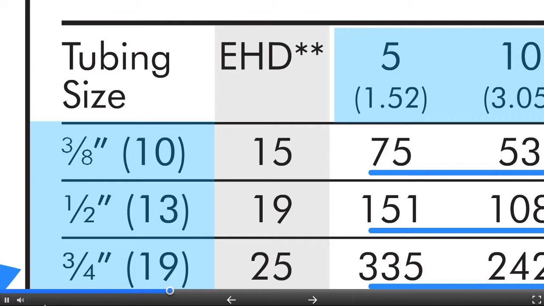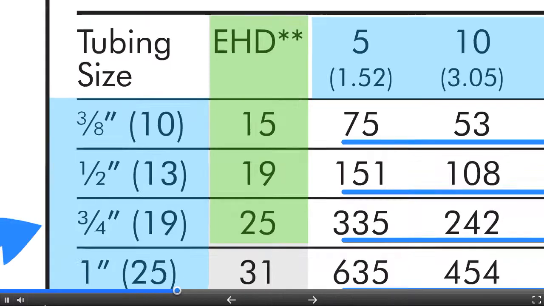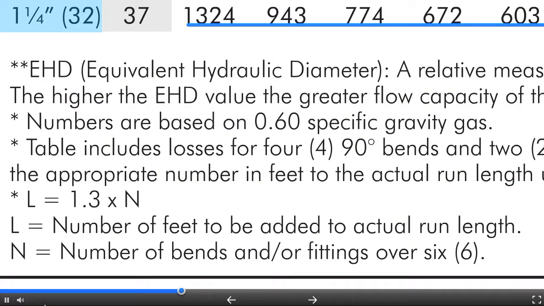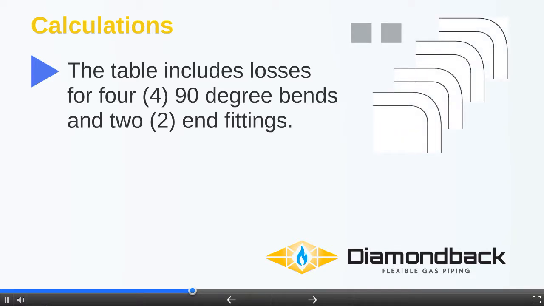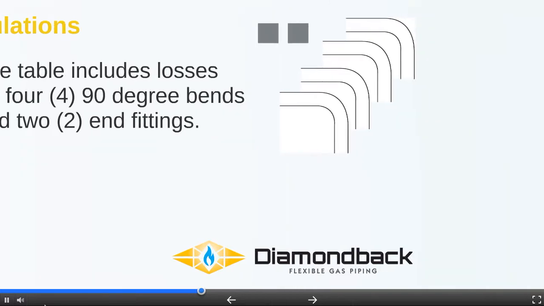The EHD column has numbers that increase as you go to bigger pipe. This is a relative measure of flow capacity. Please note that the numbers are based on 0.60 specific gravity gas. The table includes losses for 4 90-degree bends and 2 end fittings.